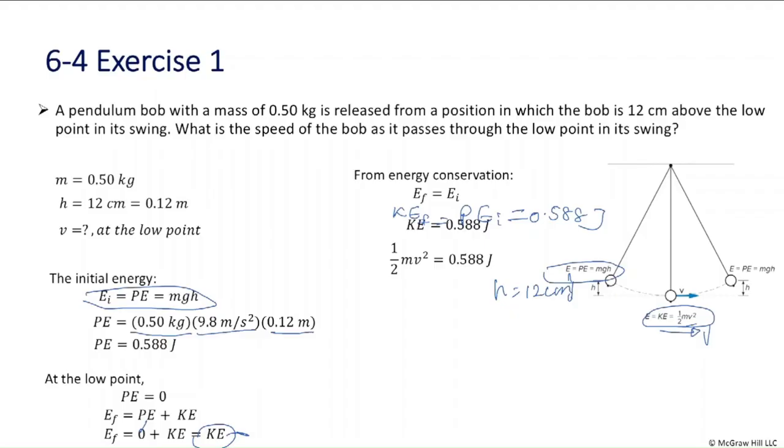Therefore, the equation for kinetic energy is half mv square and it is equal to 0.588 joules. Now we can find v square because we know the mass. Therefore, v square is 2 times 0.588 joules over 0.50 kilogram. So we can calculate the speed of the bob just by applying the numerical values. So the speed of the bob at the bottom of the swing is about 1.5 meters per second. Now let's try another example before moving into the next section.